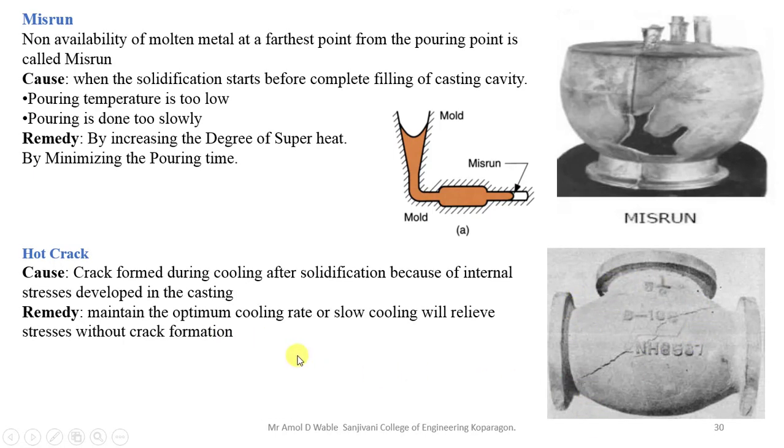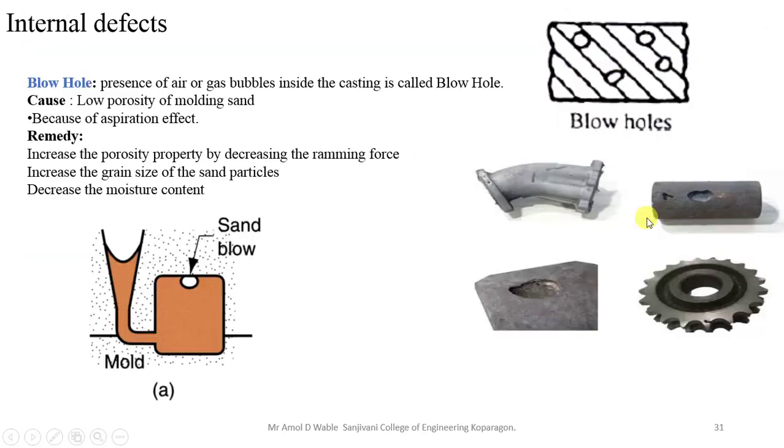And hot crack is formed during cooling after solidification because of internal stress developed in the casting. So maintain the optimum cooling rate or slow cooling, which will relieve the stresses without the cracking. So for this reason also we are interested to find out the cooling rate of your casting. For all these reasons we need to see the numericals on concepts like pouring time, cooling rate, solidification time, so that you can reduce this kind of defects.